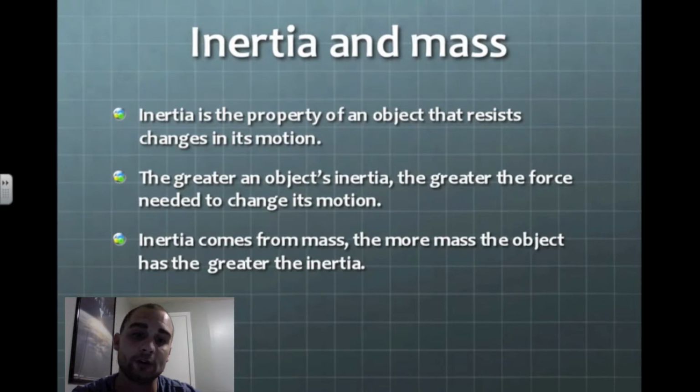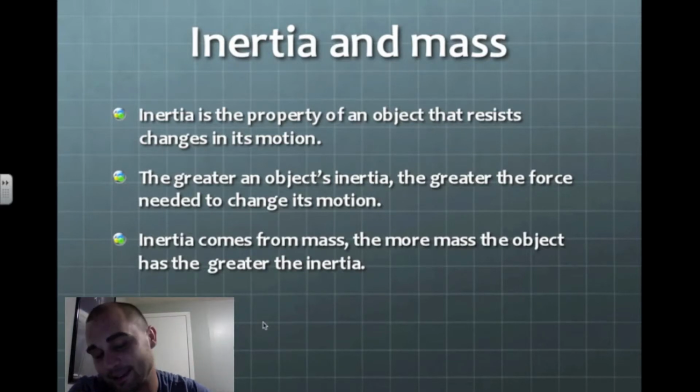It's harder to get things moving with greater inertia, and it's also harder to stop them. Okay, so if you're trying to, I don't know, stop a piece of paper that somebody crumbles up and throws at you, that's going to be a lot easier than trying to stop a bowling ball that somebody throws at you. Okay, that's how inertia is tied to it.